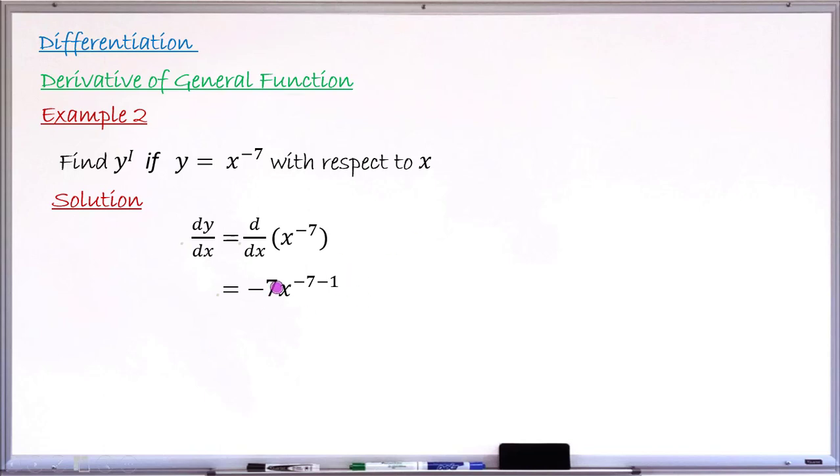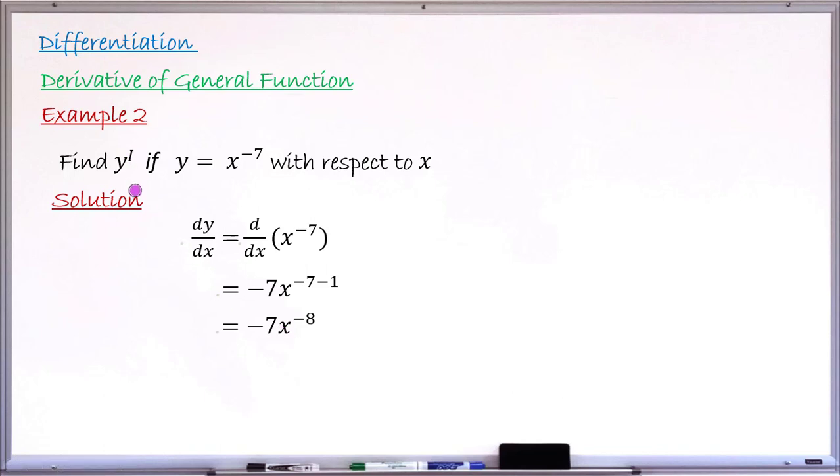Look at it. That power, minus 7, x raised to the power of minus 7 minus 1. Like I have said, the power will reduce by 1. So you further subtract 1 from this minus 7, and subtracting 1 from minus 7 gives you minus 8. So the final result is going to be minus 7x raised to the power of minus 8. This is the derivative of this very function, that is y prime.